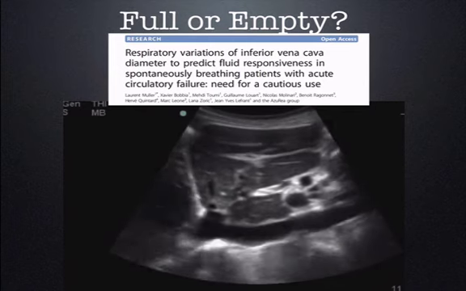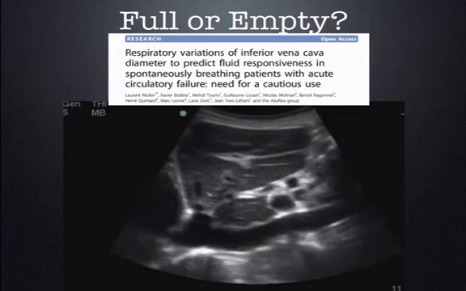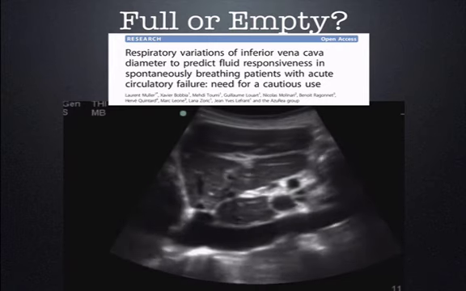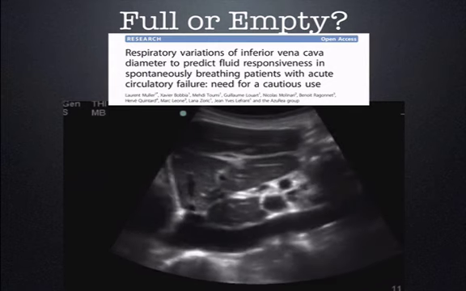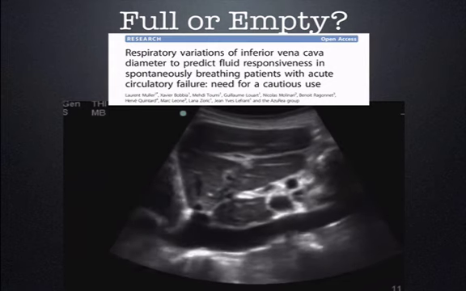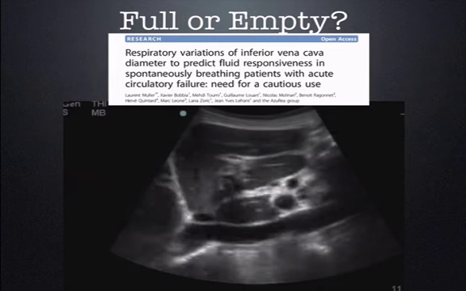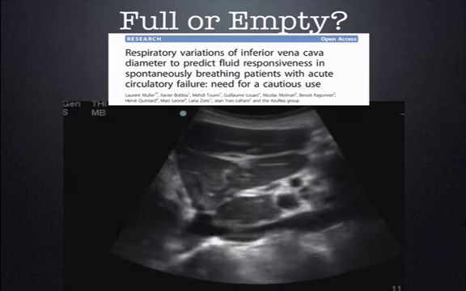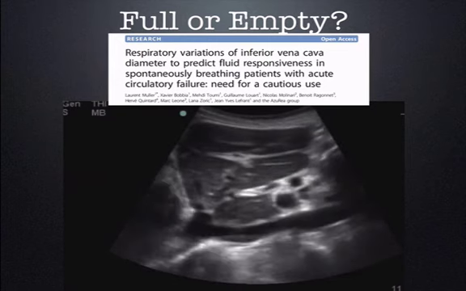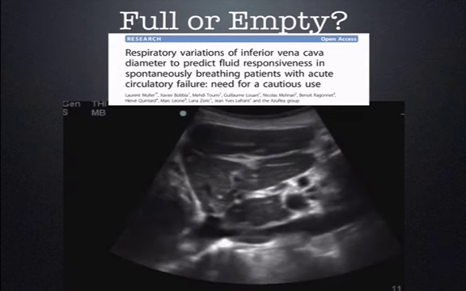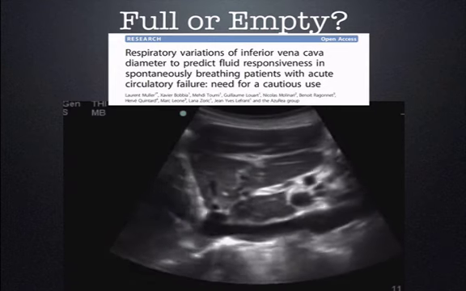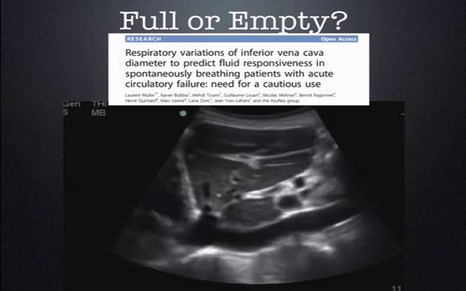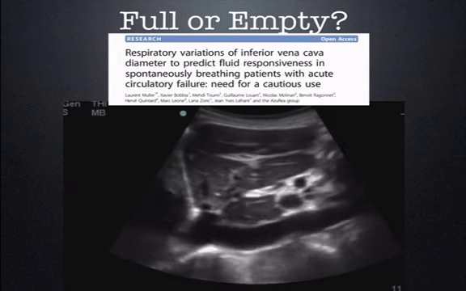And what they found was a 40% or more collapse correlated pretty well with someone who was fluid responsive. Did not mean that they were not fluid responsive if they had a collapse less than 40%, and I hinted at that earlier. But that's kind of the stance that I take on it. If they have a 40%, 30% collapse or more, I say that subject needs fluid.